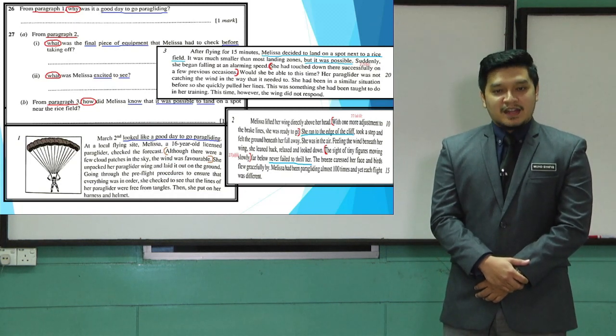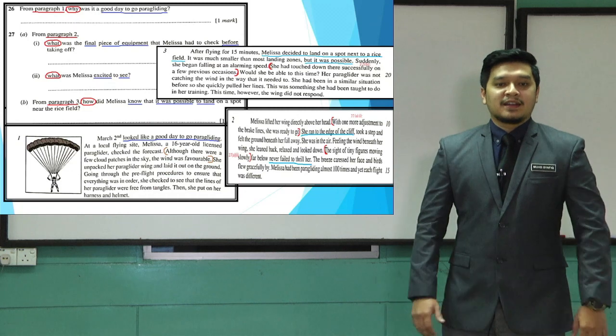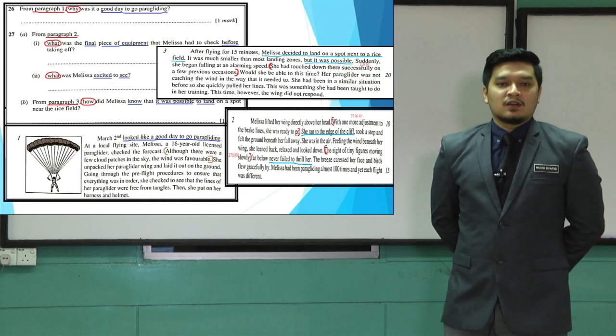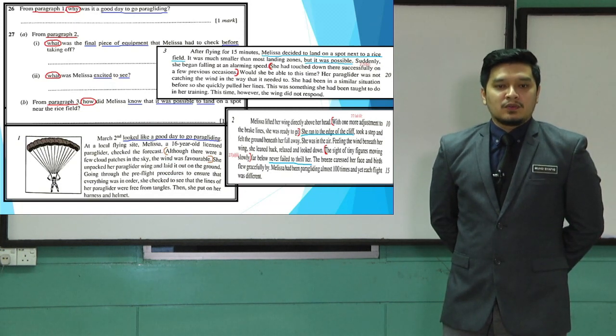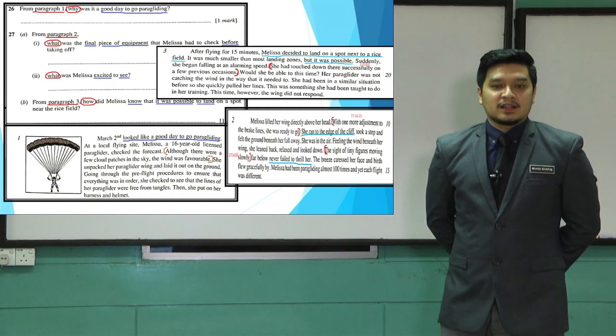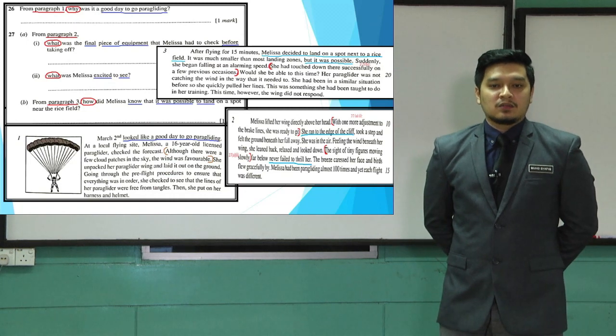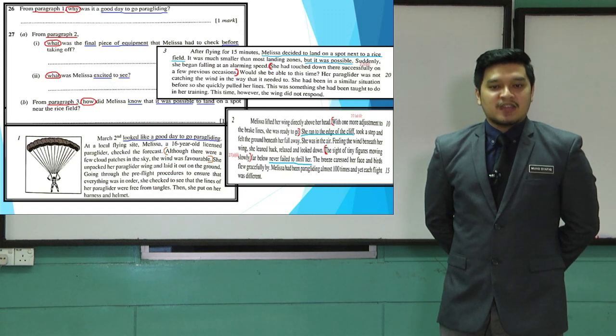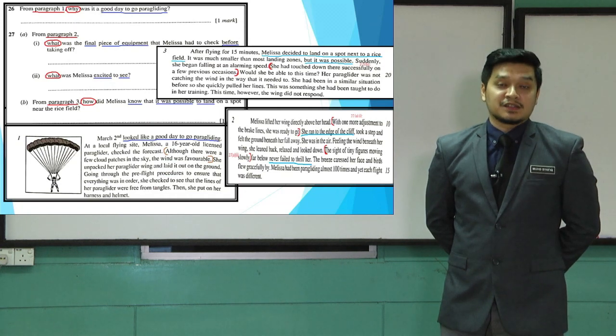March 2nd looked like a good day to go paragliding. At a local flying site, Melissa, a 16-year-old licensed paraglider, checked the forecast. Although there were a few cloud patches in the sky, the wind was favorable. She unpacked her paraglider wing and laid it out on the ground. Going through the pre-flight procedures to ensure that everything was in order, she checked to see that the lines of her paraglider were free from tangles. Then she put on her harness and helmet.